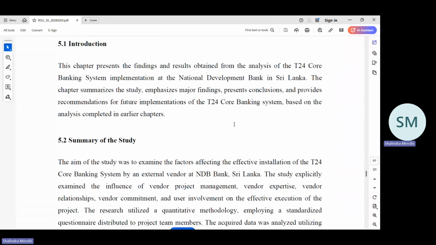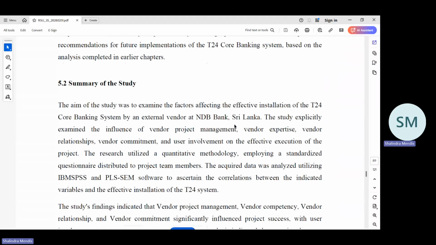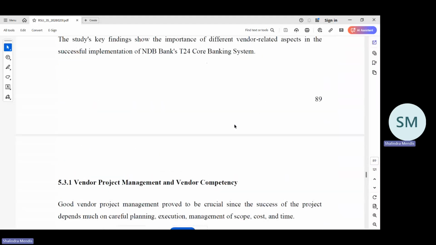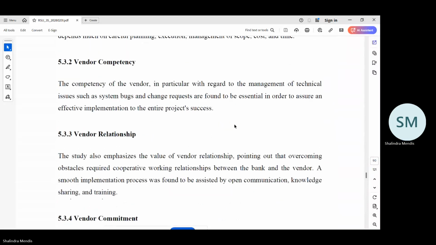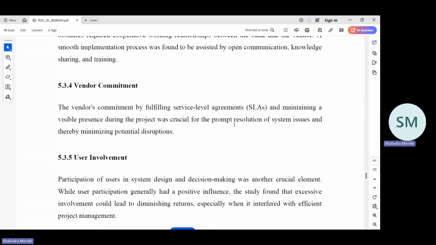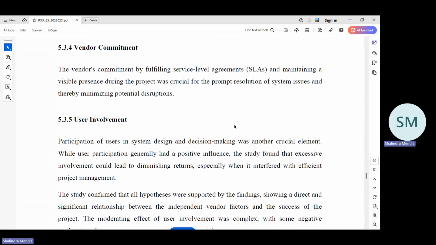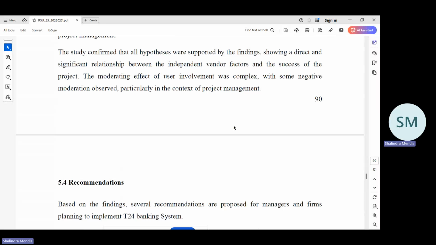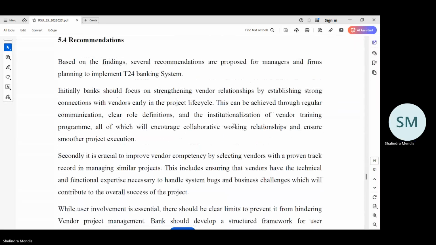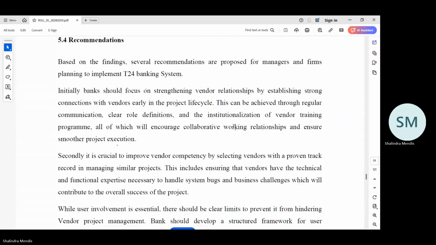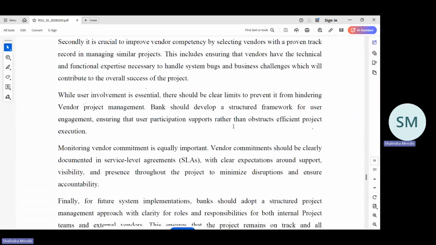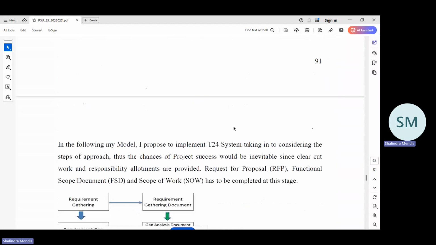Introduction, summary of the study, findings and conclusion, vendor project management and vendor competency. Vendor competency, relationship, vendor commitment, what are my recommendations, user involvement, what are my recommendations. This is what I have found actually. What are the findings? This is my recommendation. Then the model I have drawn for implementation.